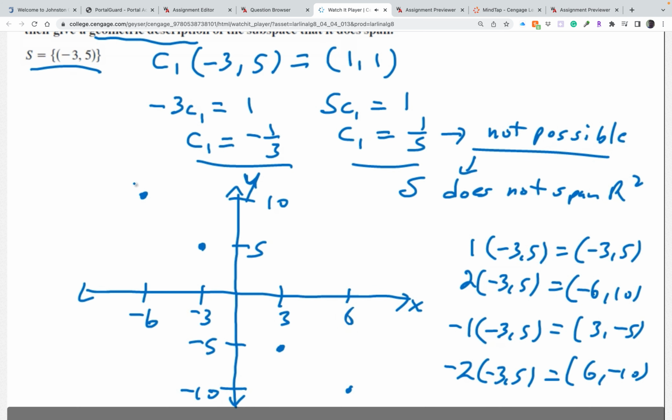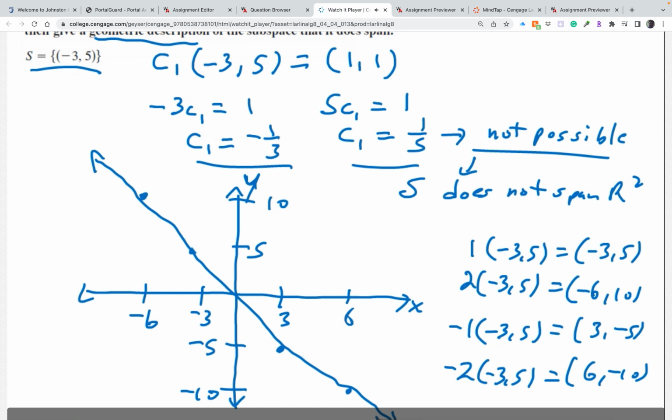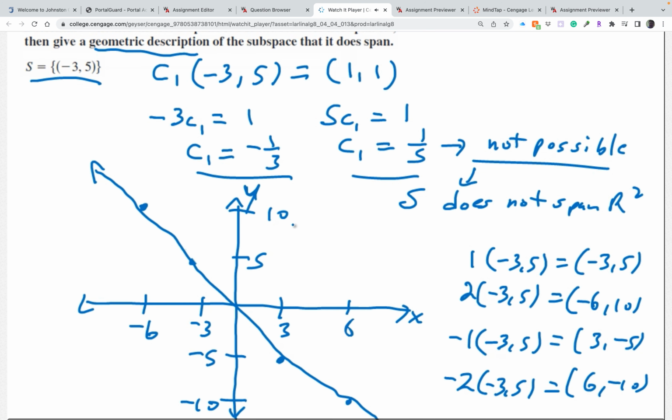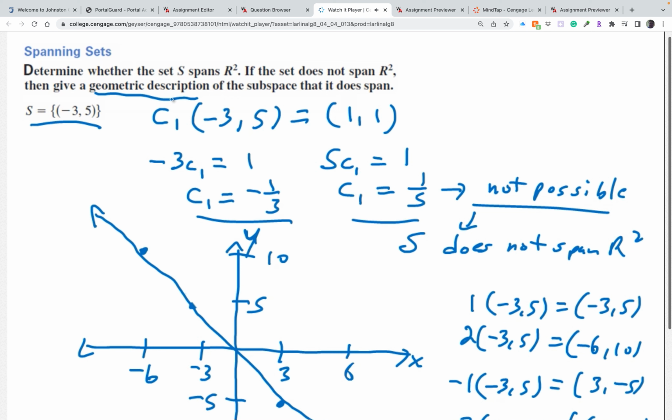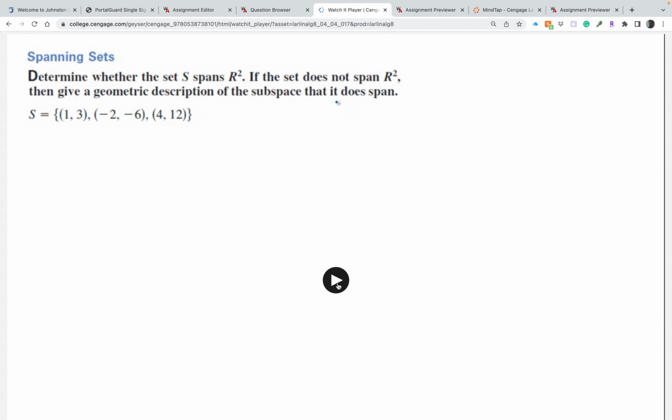We can see that if we were to plot more points corresponding to multiples of this vector, we would wind up just getting a straight line. Of course, this is just a rough sketch of a straight line. So we would get a straight line passing through these points. And so to answer the question, to give a geometric description of the subspace that this set does span, it's going to span a straight line.